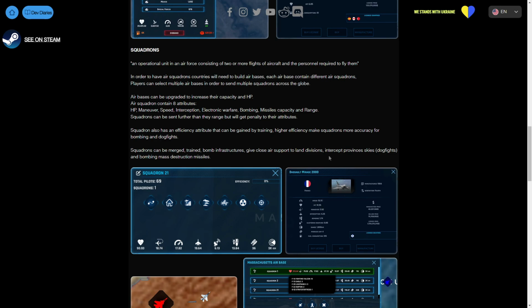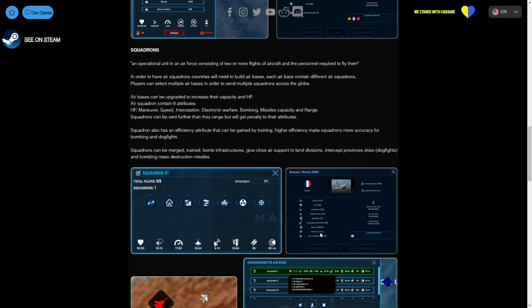So we see the types of planes that we can get. So we do see that the Dassault Mirage 2000 was manufactured in 1984. It is a 4th generation aircraft. We see the manufacturing price, the selling price, and then the license price. So if we're not the country that is producing it, we can license it, but it will cost us money. We see the attributes right here.